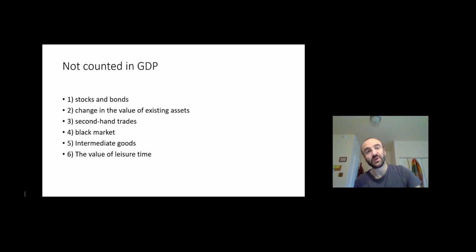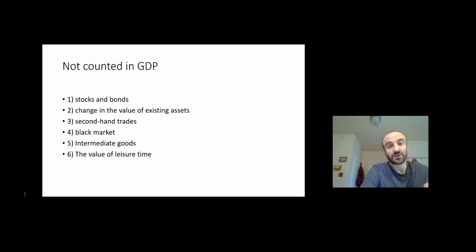Now, GDP has certain shortcomings or limitations. The value of final goods and services is accounted for, but there are many things that are not measured by GDP that are nevertheless very important for an economy, for the wealth and income of the residents of that country. One of them is stocks and bonds. The value of stocks and bonds doesn't enter into the GDP calculations.